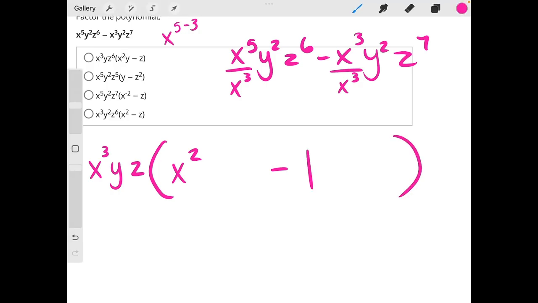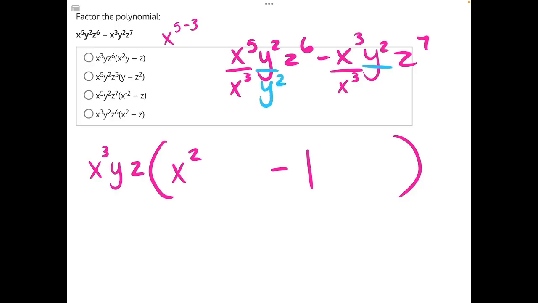Now I'll grab a new color and we'll go on to our y values. The greatest common factor between y squared and y squared is going to be y squared. So we will pull out that exponent, and in both cases, anything divided by itself is just 1. So in both cases, we just have 1 in our parentheses.